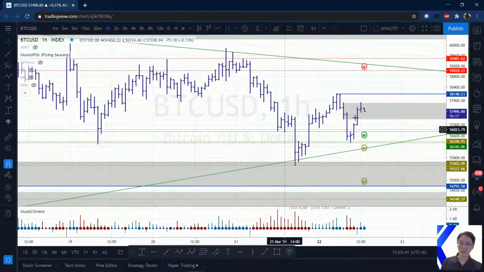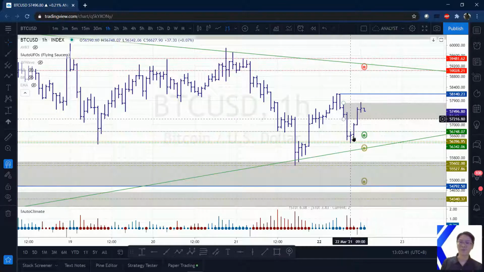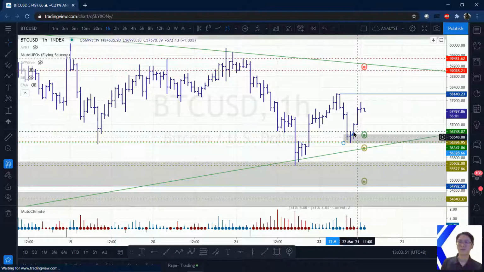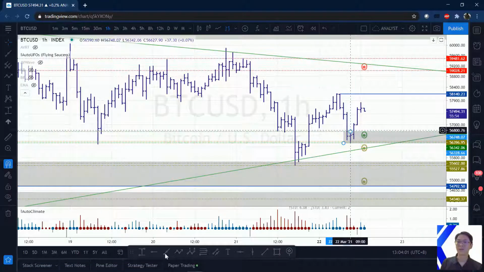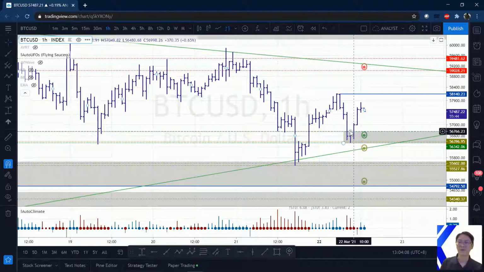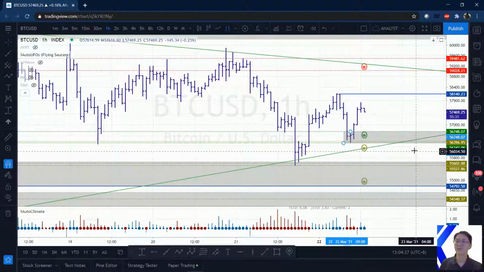And so here we have the UFOs identifying something quite close and nearby, down to this level here. So I'm going to move this, put a new one right here at 56,748.